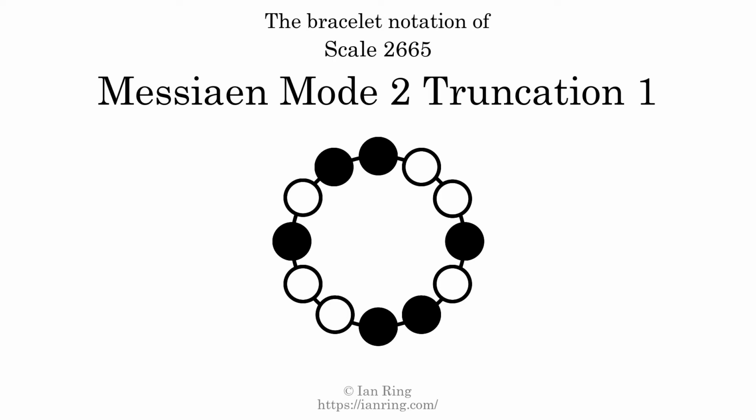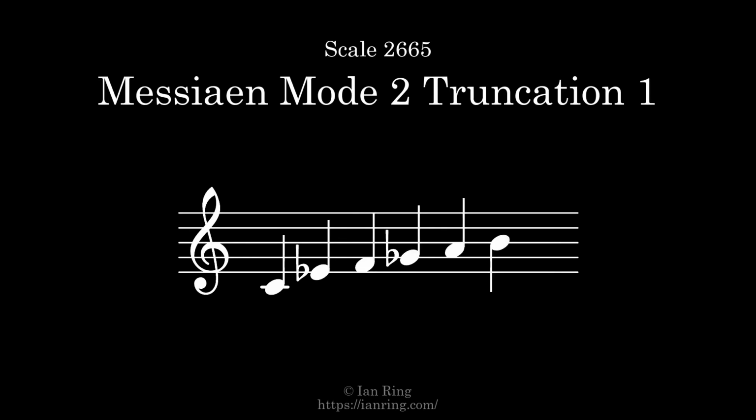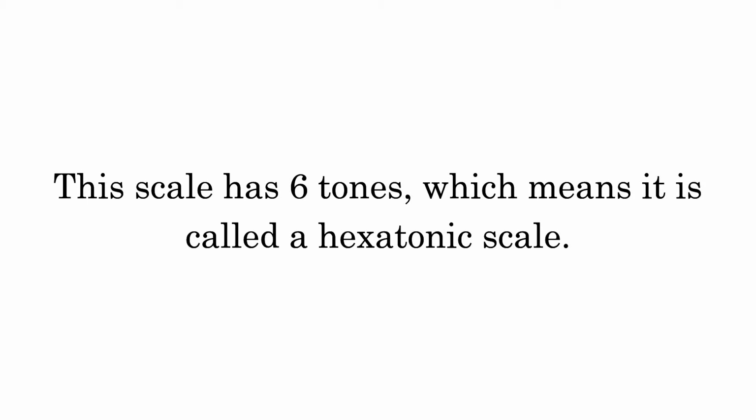2665, Messiaen Mode 2 Truncation 1, which sounds like this. This scale has 6 tones, which means it is called a hexatonic scale.